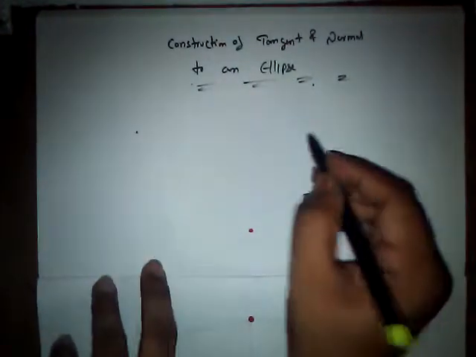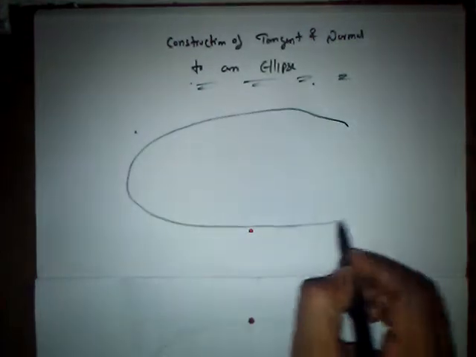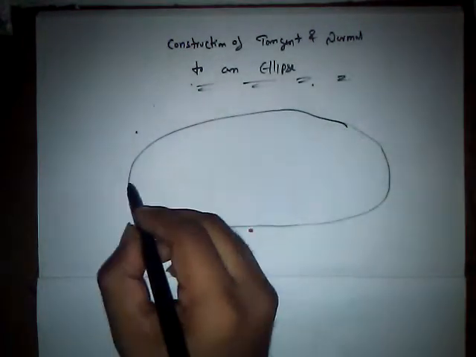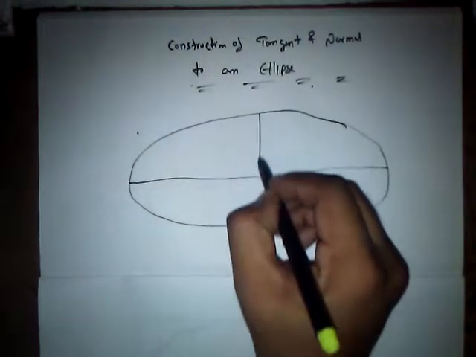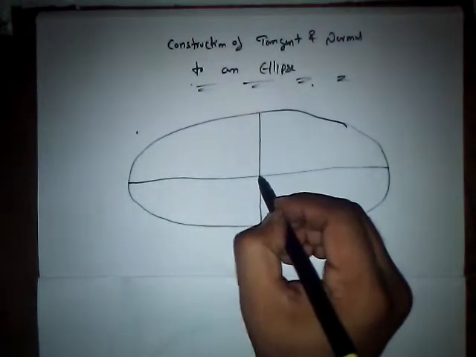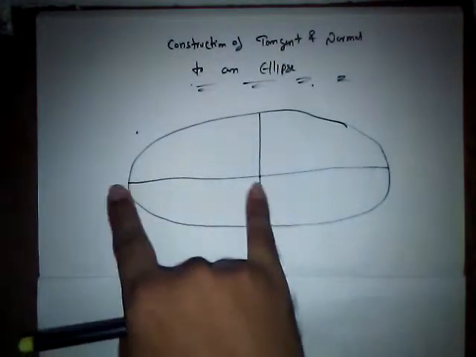So what is the actual method? If we are done with the construction of an ellipse using either the arc of circle method or the oblong method, it is going to have the major axis in this manner and the minor axis in this way. We need to get the focus points F1 and F2 on the major axis.